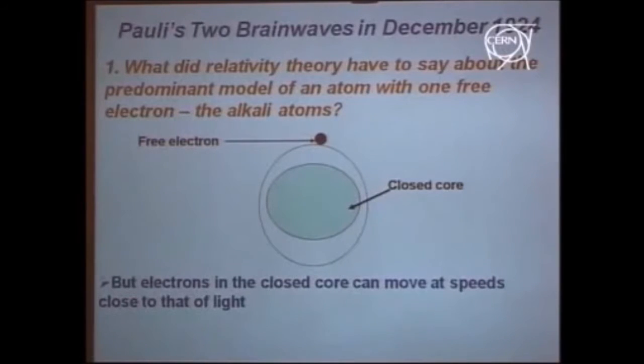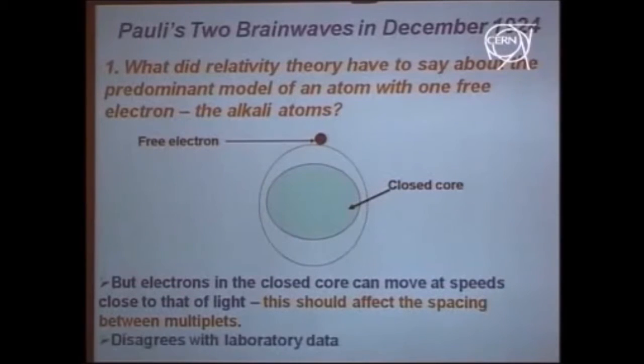But Pauli found that electrons in the closed core can move at speeds close to that of light. This should affect the spacing between the multiplets. It disagreed with laboratory data, and in his inimical way, Pauli declared that core models were useless.